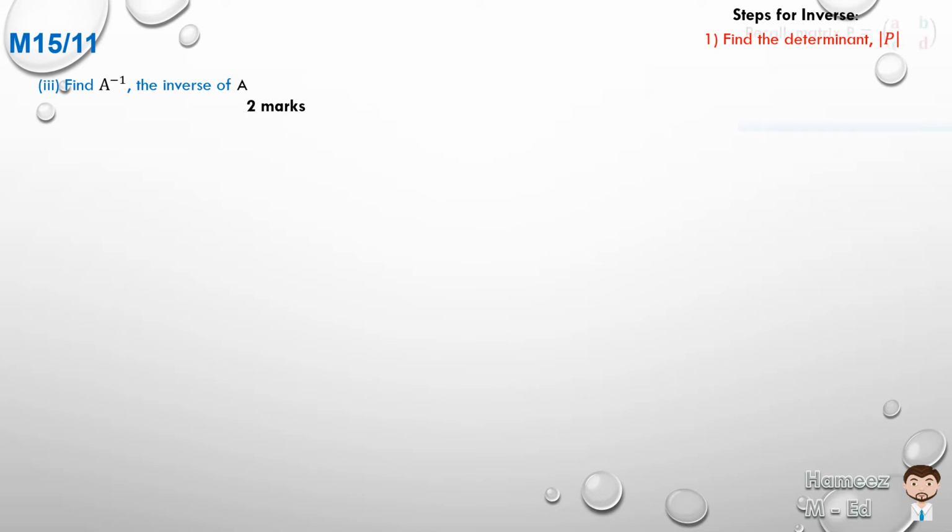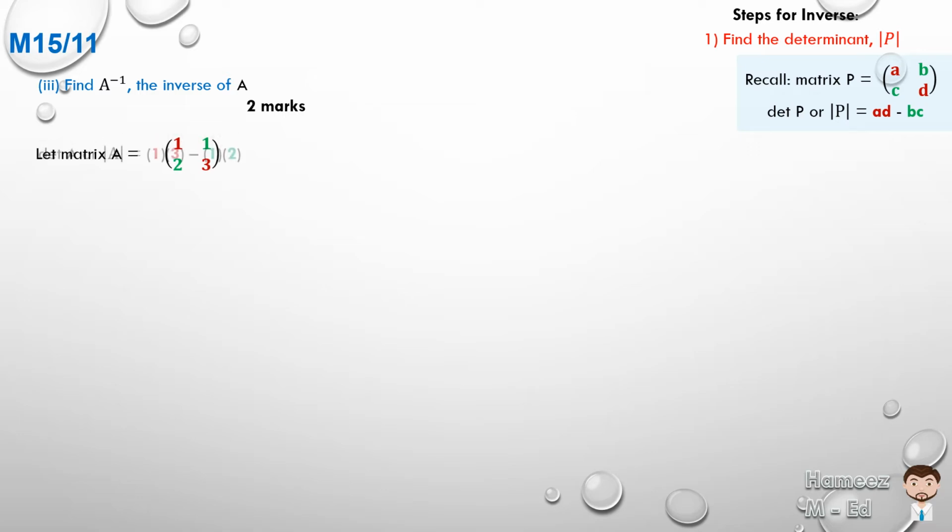So how do we find the determinant? Let's recall that if we have a matrix P with values A, B, C, D, then the determinant of P or mod P would be the red terms, the major diagonal A times D, minus the minor diagonal, the green terms, B, C. So let's apply that. Let the matrix A be 1, 1, 2, 3. Well, that's given. So what's the determinant of A or the modulus of A? It will be the red terms 1 by 3 minus 1 by 2. And let's see if we could simplify. 1 by 3 is 3, minus 1 by 2 is 2. So 3 take away 2 is 1. So the determinant of A is 1.